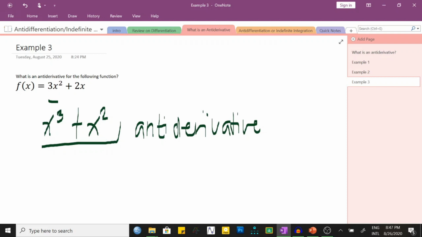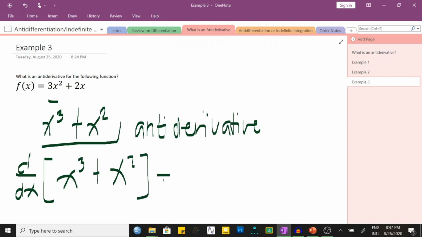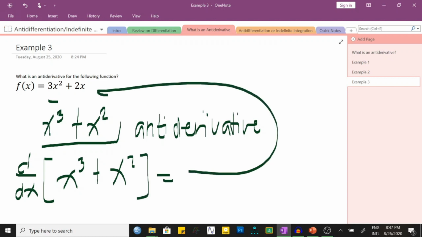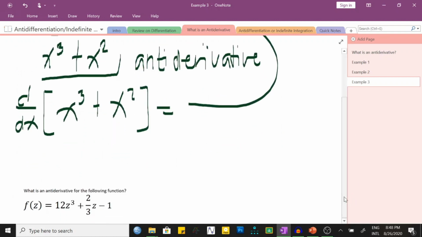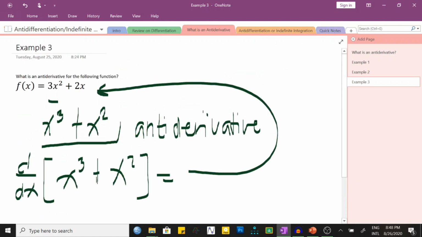Antiderivative. Why again? Because the derivative of x cubed plus x squared is that question. Okay, I believe that is enough for us to clearly understand what we mean by an antiderivative.